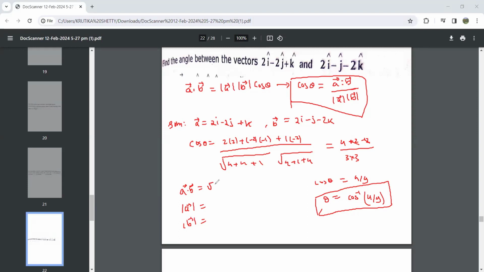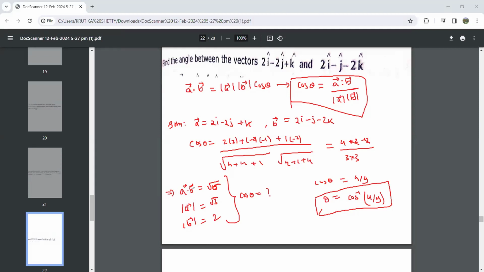So see, a dot b is equal to what? A dot b is equal to root 6. And mod of vector a, I will take it as root 3, and mod of vector b, I will take it as 2. Then what will be the angle? Just tell me the values. Try to calculate this. I'll give you 1 minute.